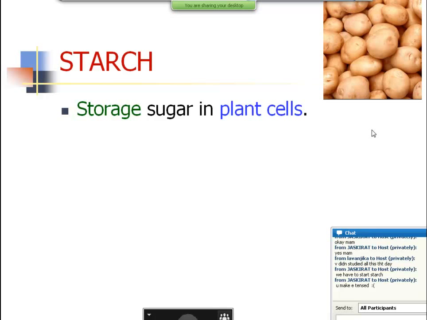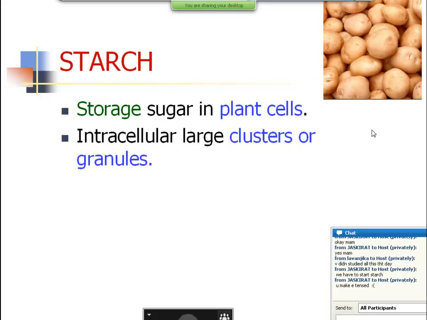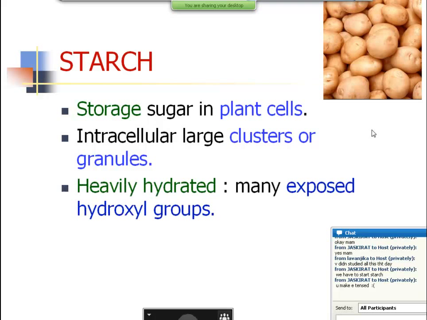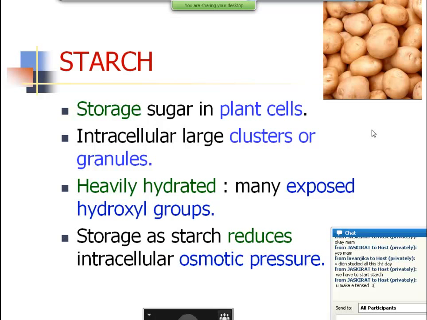Starch, as I already talked about the digestion of starch, is the rich storage form in plants, right? For example, tubers and potato are very rich in starch content, and these occur as granules or clusters inside the cell. Alright, they are heavily hydrated in nature. That means they have several hydroxyl groups exposed in their structure, because of which they can easily bond with water molecules. So that's why they are heavily hydrated.